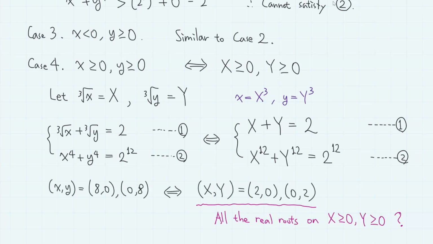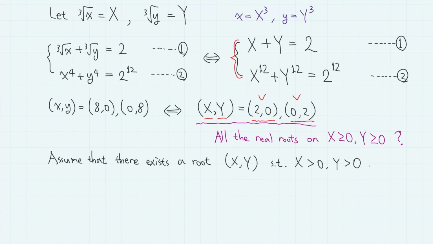Here, small x, small y being 8, 0 or 0, 8 is equivalent to capital X, capital Y equals 2, 0 or 0, 2, and I will prove that this system has no real roots other than these two.